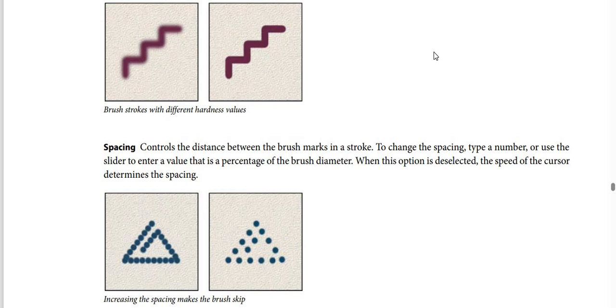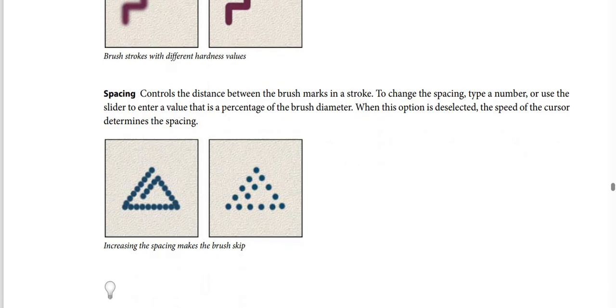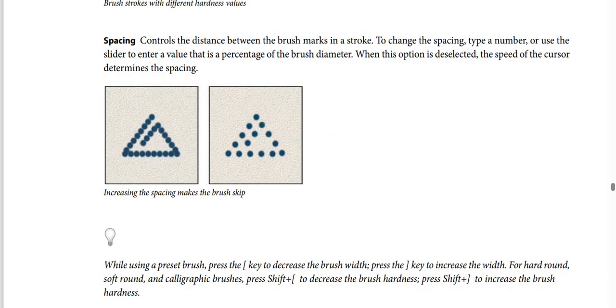And what about spacing? Spacing controls the distance between the brush marks in a stroke. To change the spacing, type a number or use the slider to enter a value that is a percentage of the brush diameter. And when this option, by the way, is deselected, the speed of the cursor determines the spacing. And look at this image now. Increasing the spacing makes the brush skip.